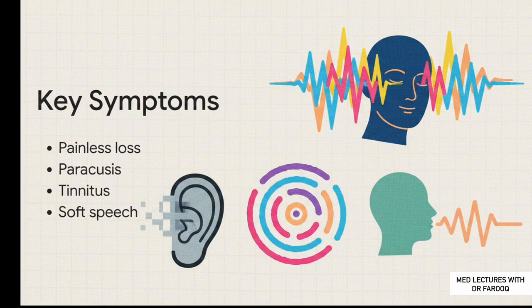You'll also see tinnitus, especially in active or cochlear lesions. Plus, these patients often develop a really distinct, soft, monotonous speech pattern. Because of their conductive loss, their own voice sounds deceptively loud to them through bone conduction, so they subconsciously whisper.